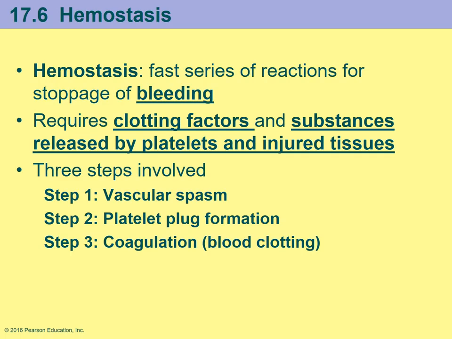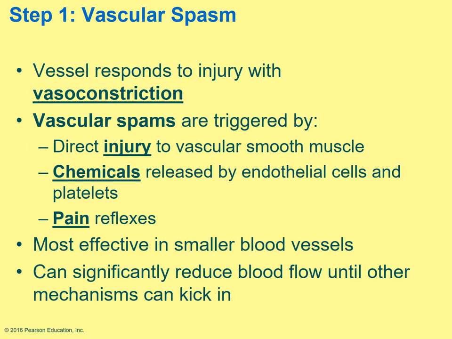Step 1 is known as vascular spasm. Step 2 is platelet plug formation. And step 3 is coagulation, which is just a fancy way of saying blood clotting. So step 1, vascular spasm. You have that blood vessel, there's been some type of injury, and the first thing that's going to happen is vasoconstriction. You want to decrease the diameter of that blood vessel.